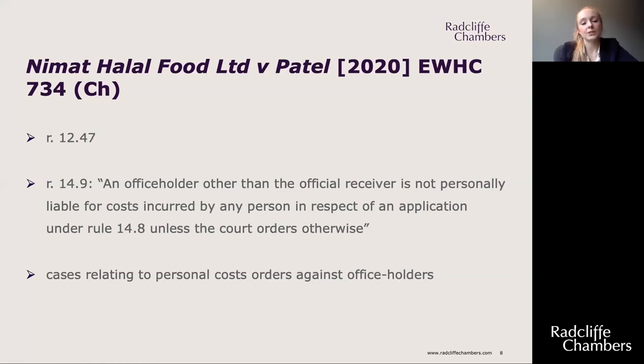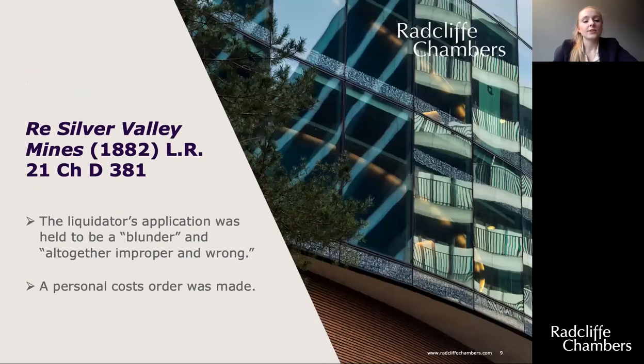Judge Briggs then proceeded to consider various cases which relate to personal cost orders against office holders. So the first case that he looked at is re Silver Valley Mines. So we're going back well over a century ago. And in that case, the liquidator had applied to have a claim of a creditor disallowed. In that case, the court decided that although the liquidator had a right to recoupment, the liquidator's application was considered a blunder and altogether improper and wrong. As a result, a personal cost order was made.